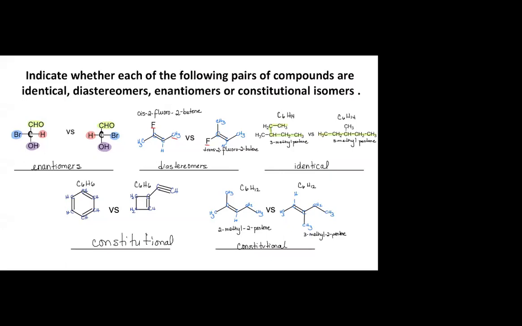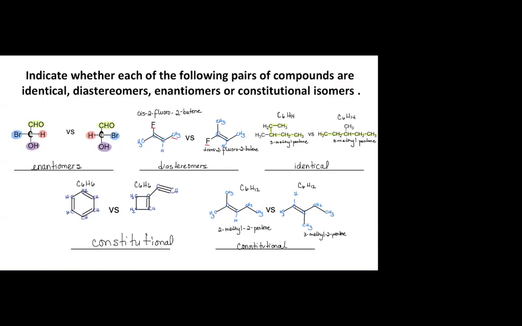If you have enantiomers, you're going to have a pair of molecules in which you have a chiral carbon, and they're going to be mirror images of each other. Constitutional isomers have the same chemical formula but different attachment of the atoms, like we can see in the first example in the bottom row, or the same chemical formula but different names, like we saw in the second example in the bottom row.